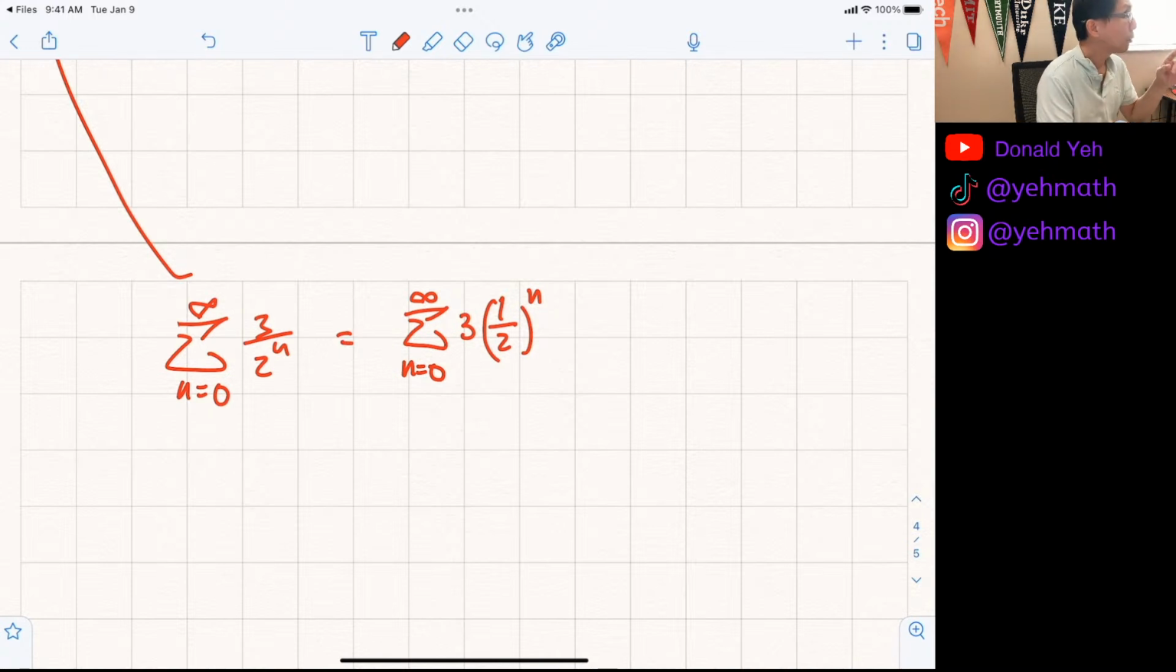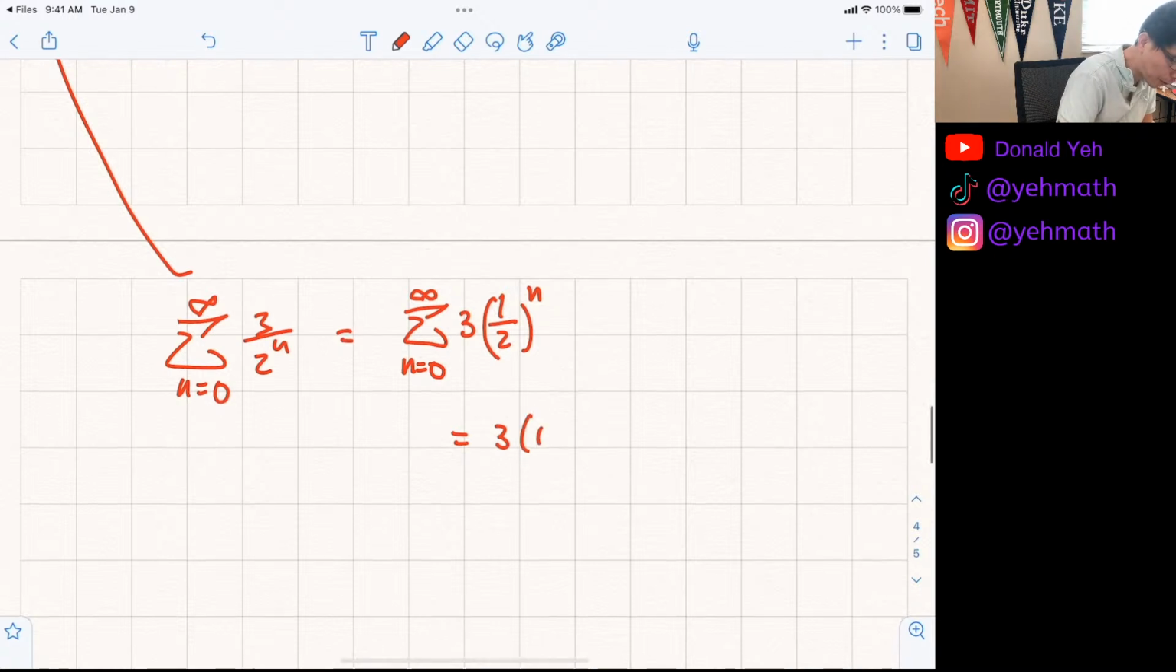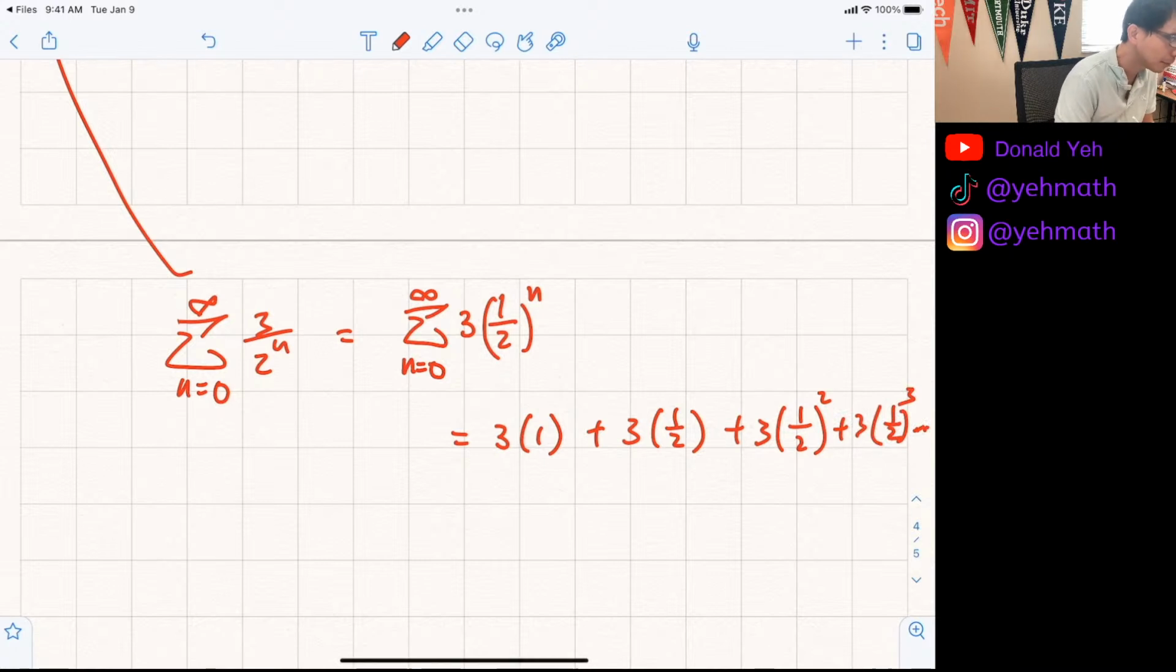Now, what's the difference between this one and the prior one? Because if you write out a couple of terms, you'll see it. The first term is going to be 3 times 1/2, right? No, sorry, 3 times 1. My bad. 3 times 1, right? Because n equals 0, so r to the 0 is always 1 here. So 3 times 1/2 plus 3 times (1/2) squared plus 3 times (1/2) cubed, and dot, dot, dot.